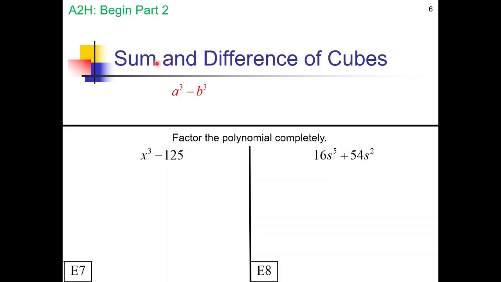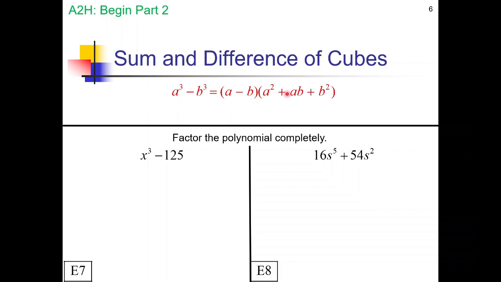Let's say that we have a cubed minus b cubed, as we do on this first problem. So that can be factored into the following. We're going to take some cube roots, and we can write a minus b as one factor, and the other factor is going to be a little bit bigger. We're going to have a squared plus ab plus b squared.